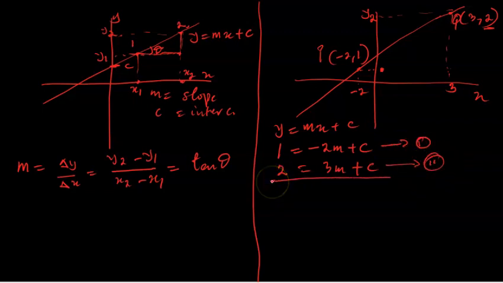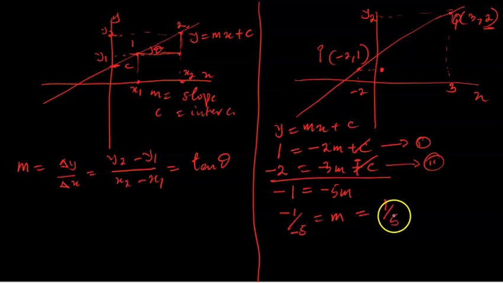Let's subtract equation 2 from equation 1. Subtracting equation 2 from 1, the plus c and minus c cancel out, and minus 2m minus 3m becomes minus 5m. For the left side, 1 minus 2 becomes minus 1. So that minus 1 over minus 5 equals m. M obviously is equal to 1 over 5.